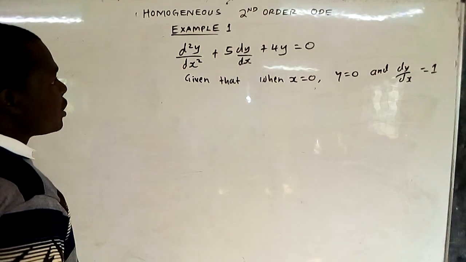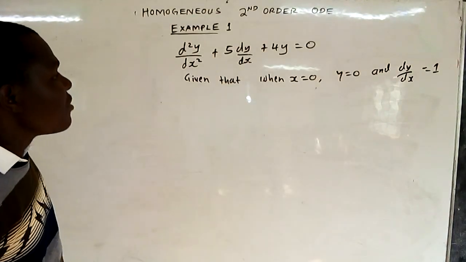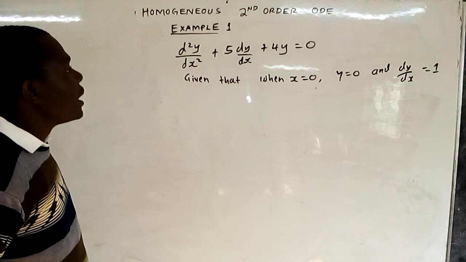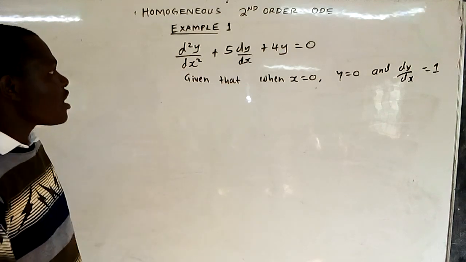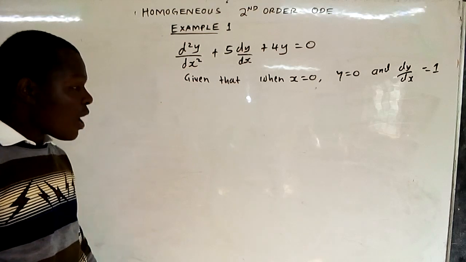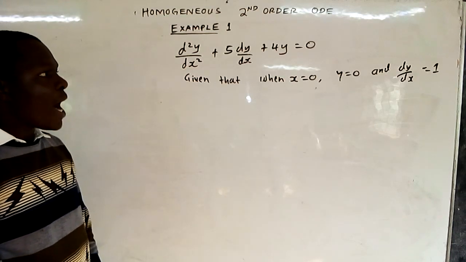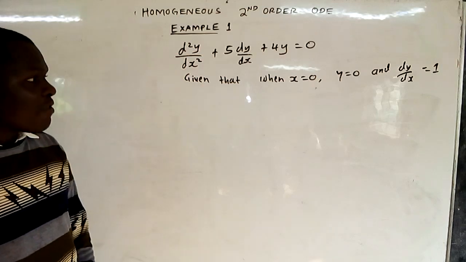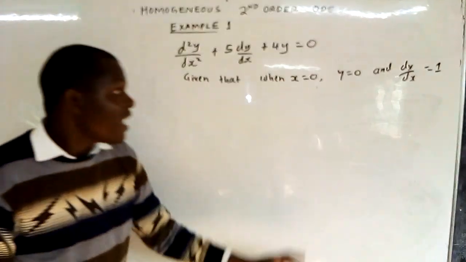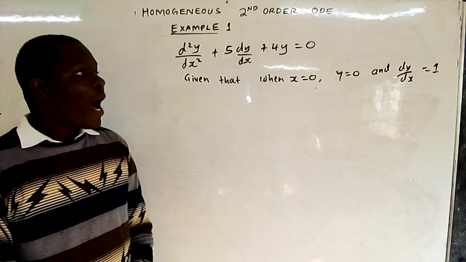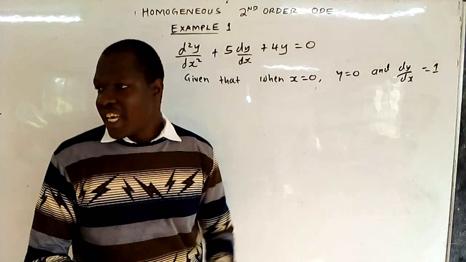Example number 1: solve the differential equation using Laplace transform, that is d squared y over dx squared plus 5 dy over dx plus 4y is equal to 0, given that when x is 0, y is 0 and dy over dx is 1.